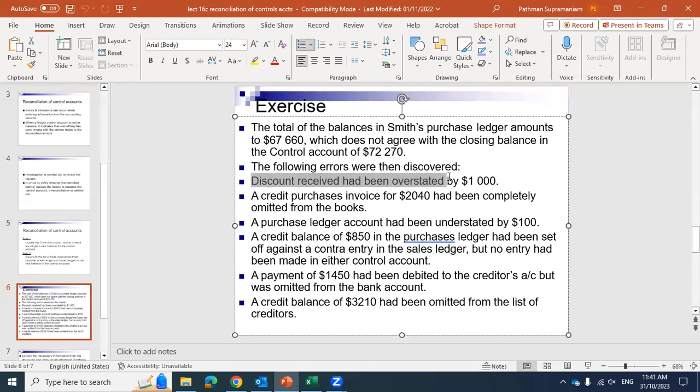Discount received has been overstated. This error is about the discount received column on the credit side of the cash book being overstated by 1,000. Since the control account picks up the total, this is going to affect the control account only. Therefore, I'm going to label this as C.